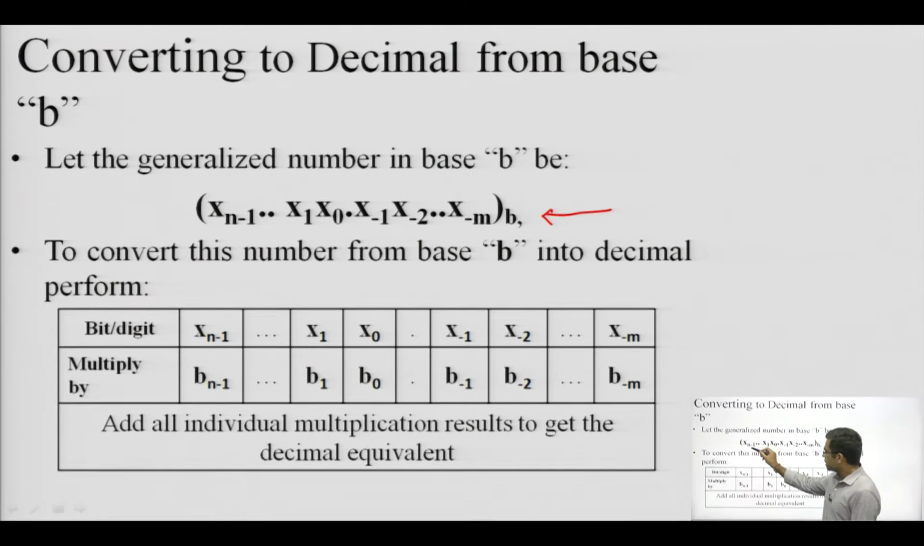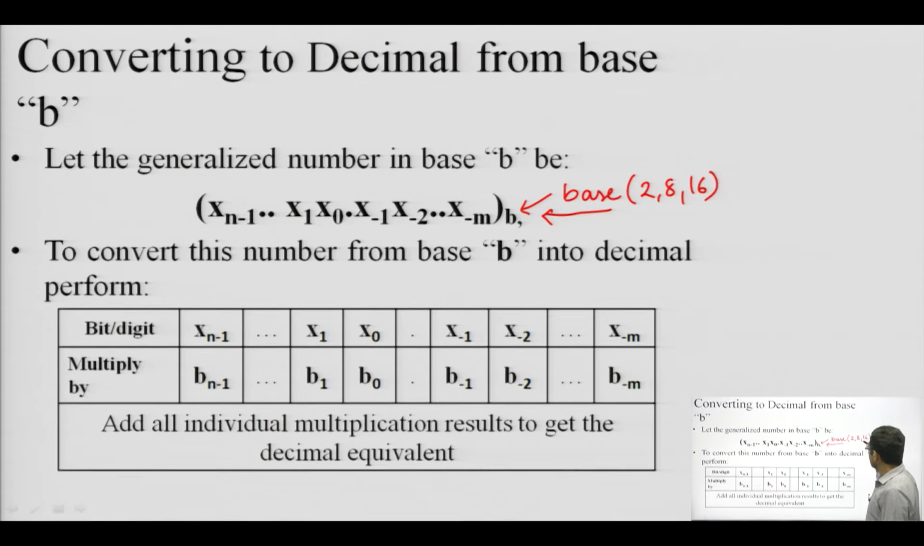Now, these x n minus 1, x 1, x naught, x minus 1, x minus 2, x minus m, these are the bits or digits of that number system in base B. This base can be 2, 8 or 16. Now, to convert this number from base B into decimal, first of all I will be arranging these bits here and then multiplying these bits by their positional weights.